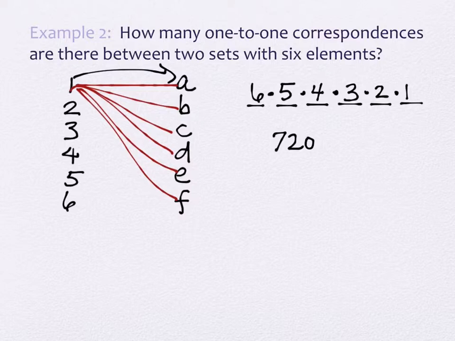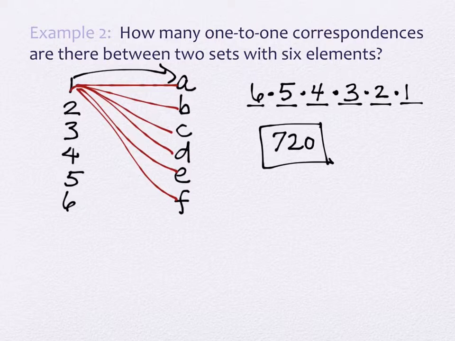720. There are 720 different one-to-one correspondences when you have 6 people or 6 elements in each group, in each set. That's a lot, isn't it? That's a lot.